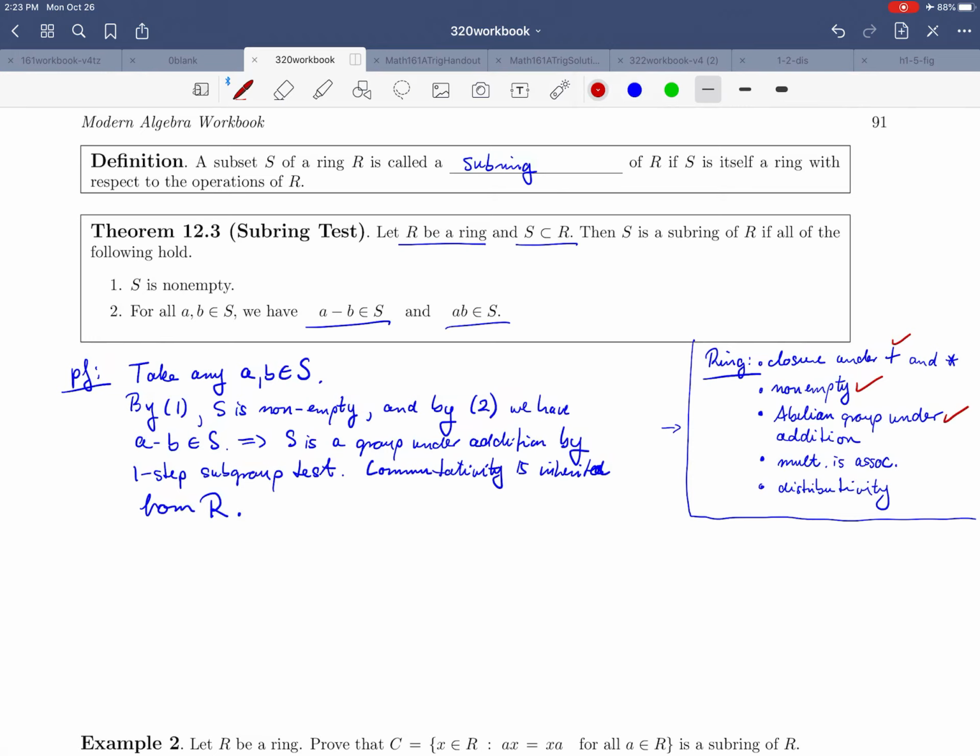So the only thing that we have left to deal with is multiplication is associative, and that's also inherited from our big ring R. And then distributivity in our subring is going to be the same as distributivity in our big ring, so that is also inherited from our big ring R. So we can say that since S inherits multiplicative associativity and distributivity from R, really the only thing that we need to deal with is closure under multiplication.